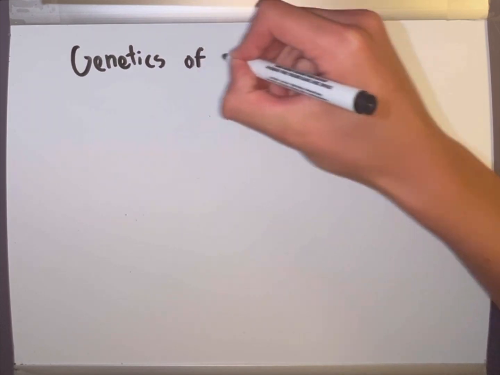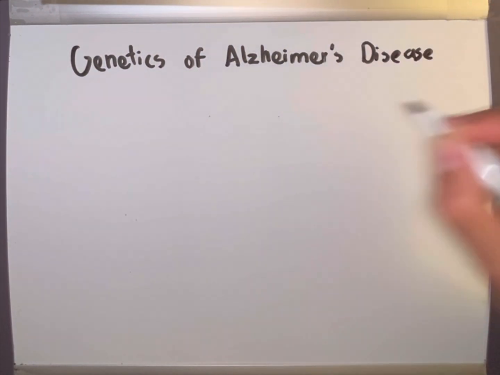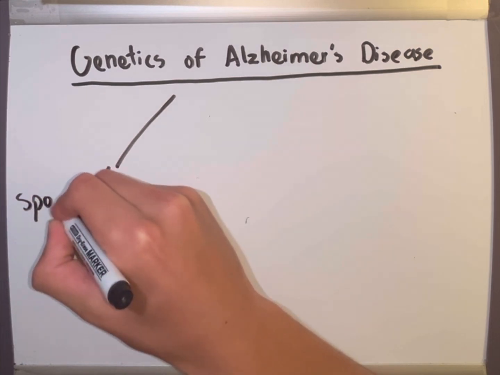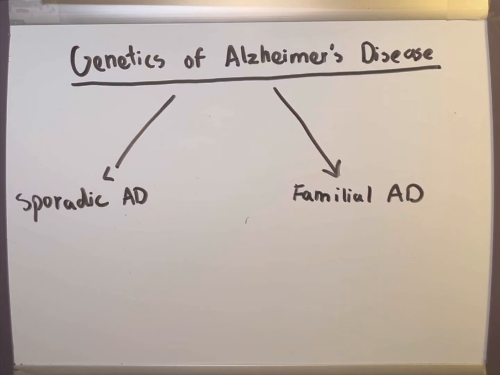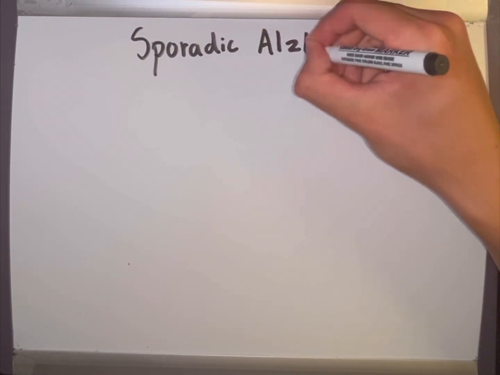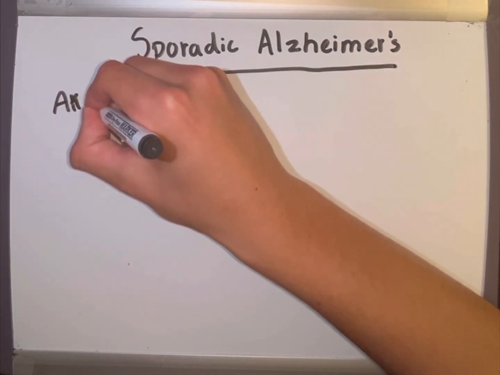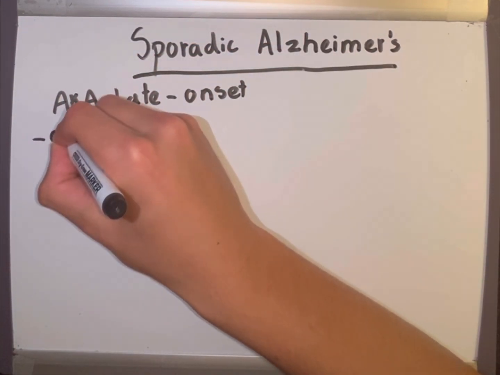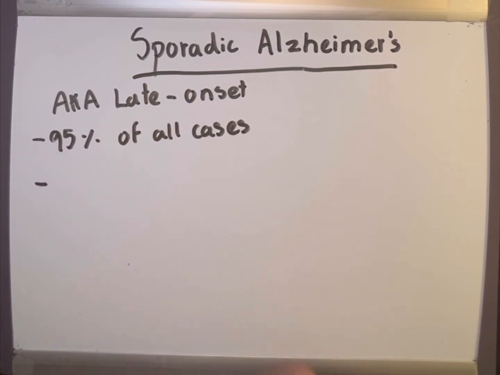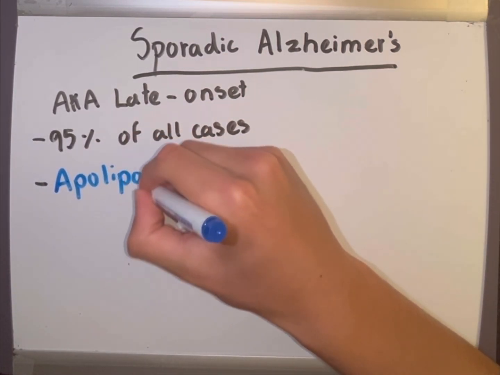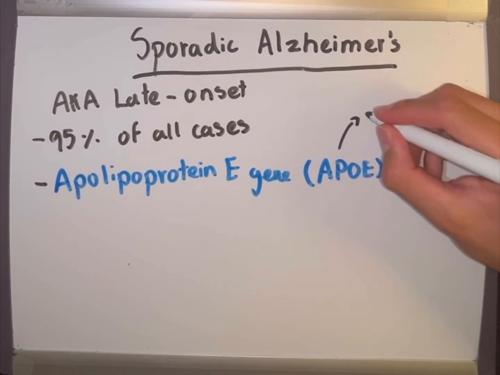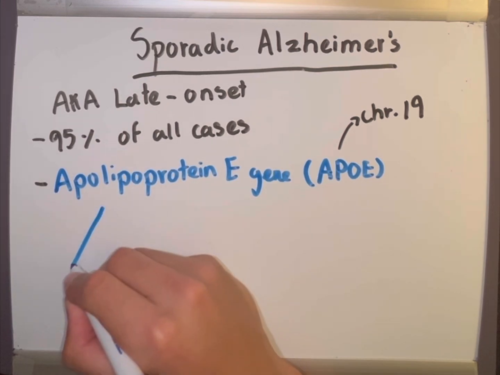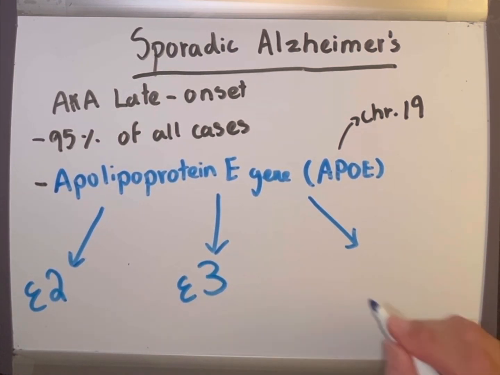To understand the genetics and heredity of Alzheimer's disease, we must consider the two types of Alzheimer's, which are sporadic Alzheimer's and familial Alzheimer's. Sporadic Alzheimer's, also known as late onset Alzheimer's, is the most common type of the disease and is seen in approximately 95% of all cases. Many genes have been identified, but the major one is the apolipoprotein E, or APOE gene.